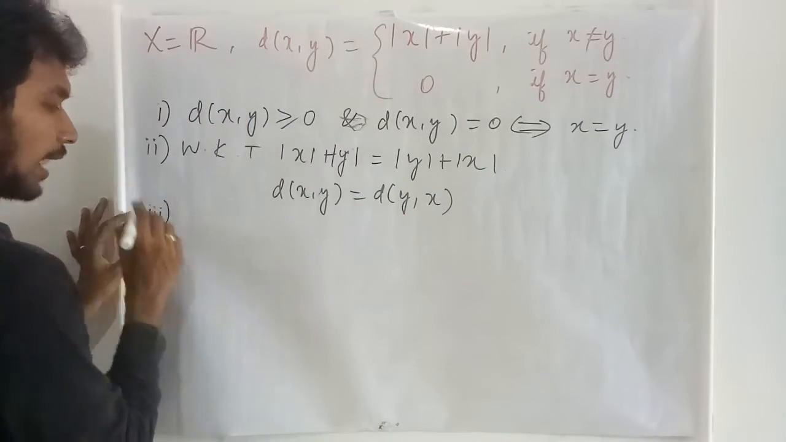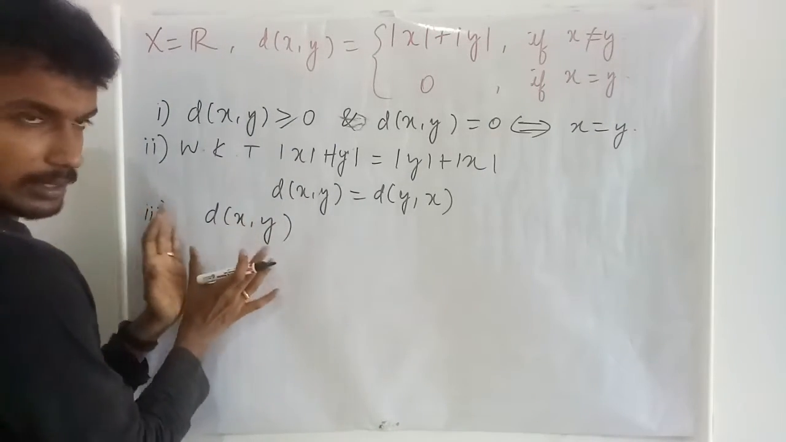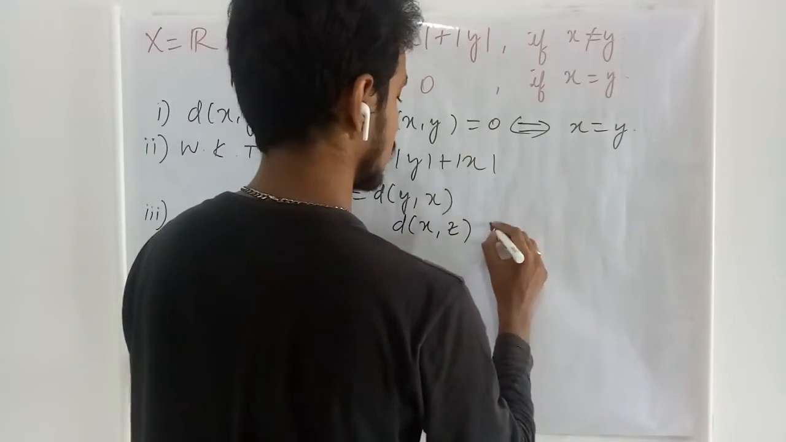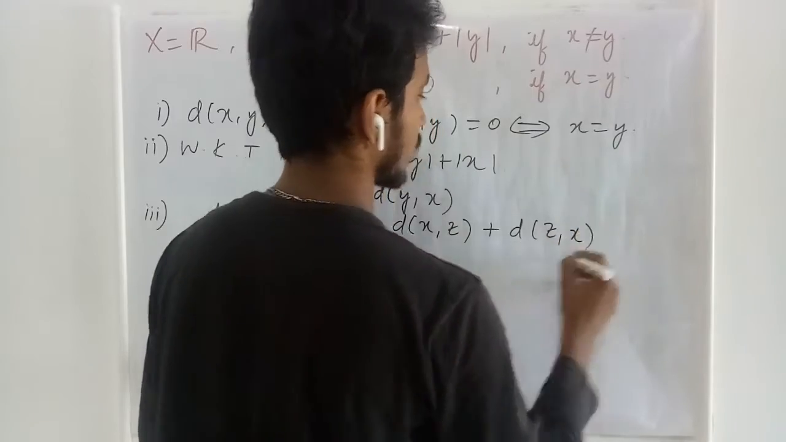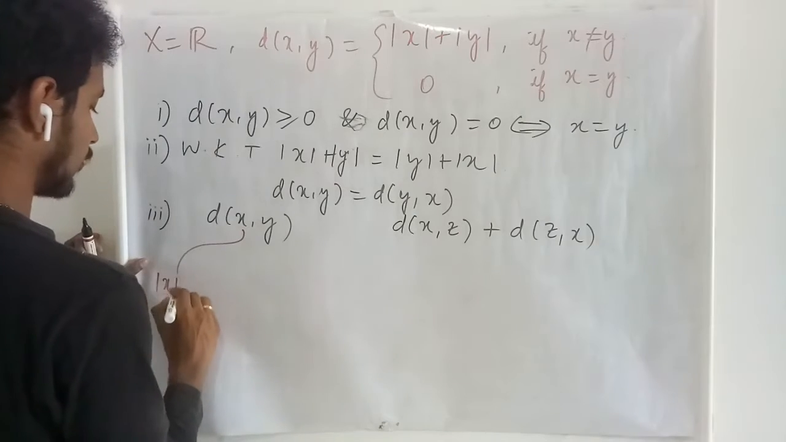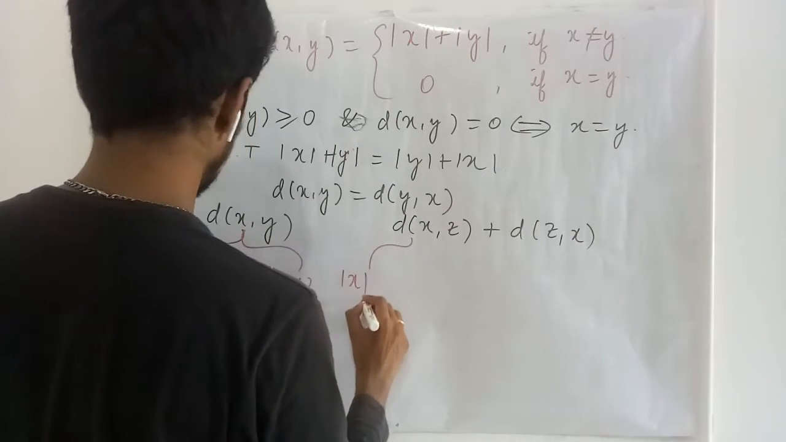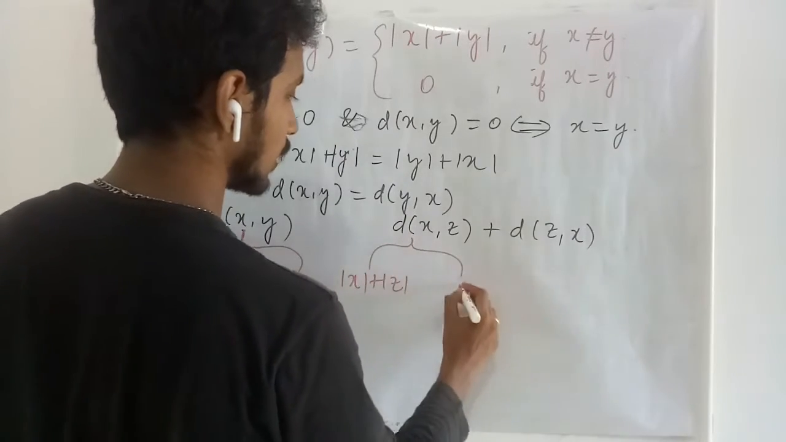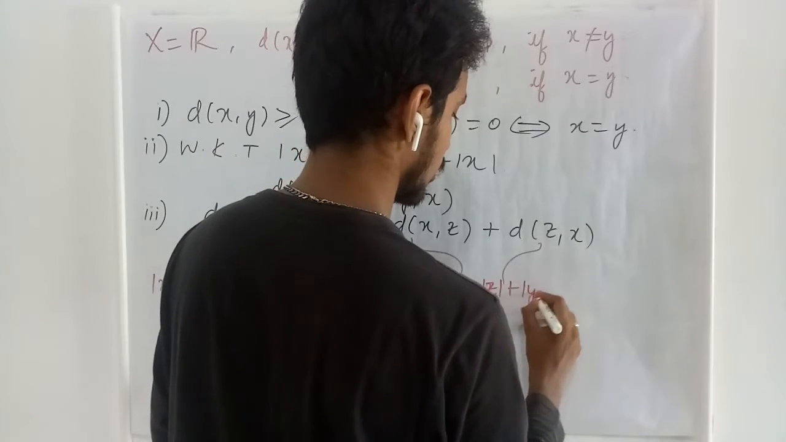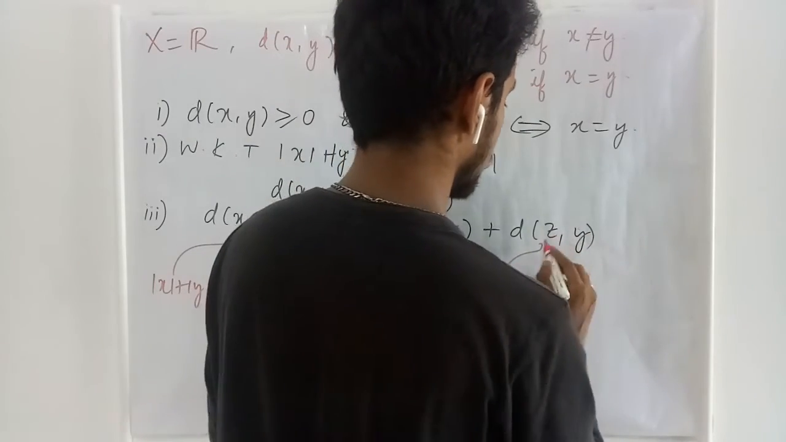Next, to prove the triangle inequality, let us consider the cases. That is, let us have this on one side, let us have this on another side. What are the possible values for this case? This will be either absolute of x plus absolute of y or 0. The similar goes here too. Absolute of x plus absolute of z or 0. Absolute of z plus absolute of y, sorry, it's y here, or 0.